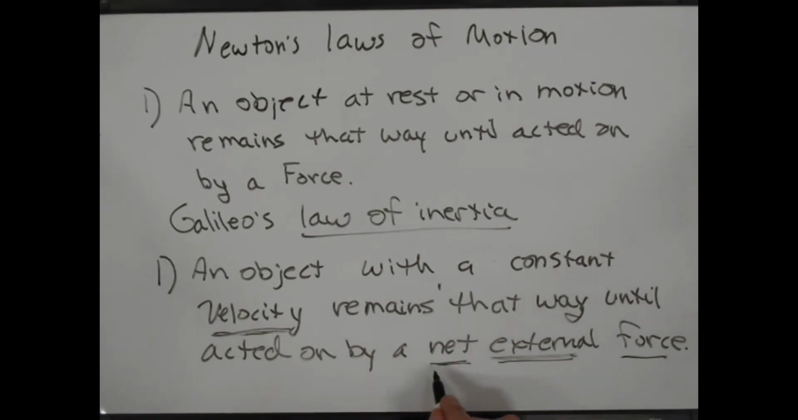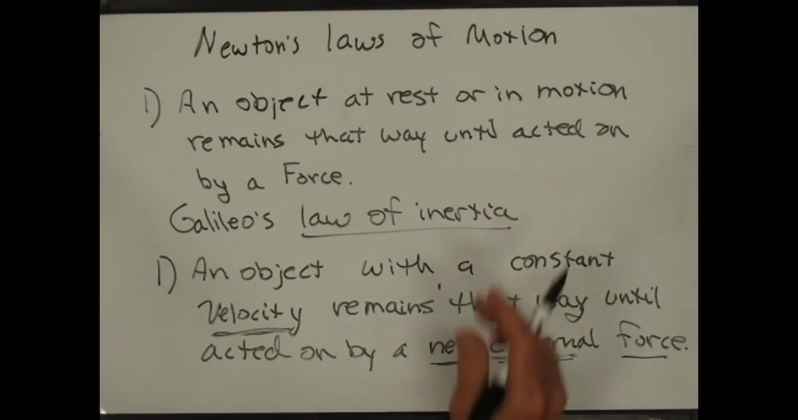The net means it can't add up to zero. If you have two people pushing in the opposite direction on a car with equal forces, then the car won't move because the net force is zero. There are a lot of times where the net force is zero.